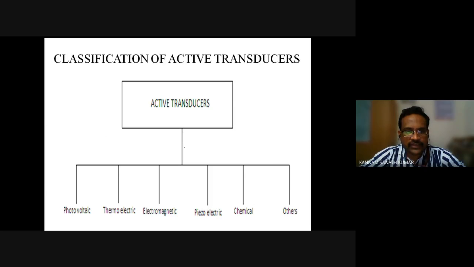Coming to the active transducers, those are classified as photovoltaic, thermoelectric, electromagnetic, piezoelectric, chemical, and others. These come under the active transducers.